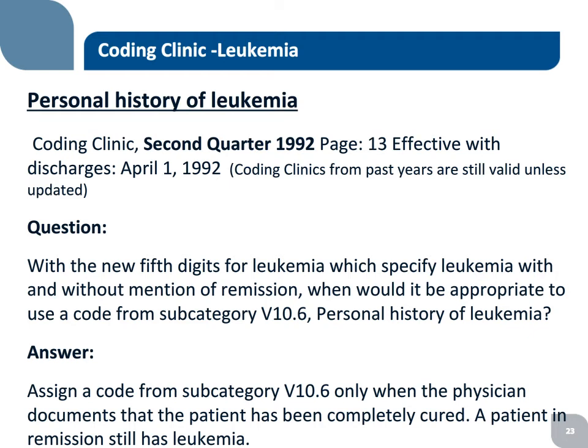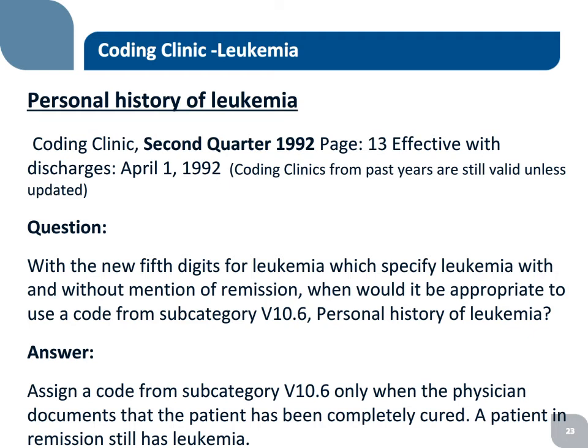In this particular question, they're asking, with the new fifth digit, so this was back in 92, when they came out with the codes for leukemia in remission, when would it be appropriate to code from V10.6, personal history of leukemia? And they're basically telling us that the only time you would code the personal history of leukemia is if the provider told us the patient was completely cured. Otherwise, we're using leukemia or leukemia in remission based on the documentation.